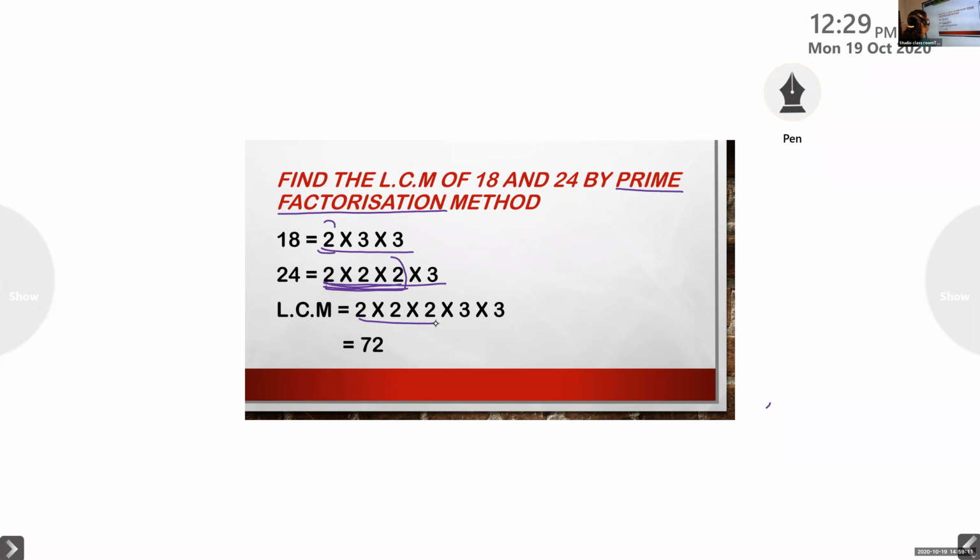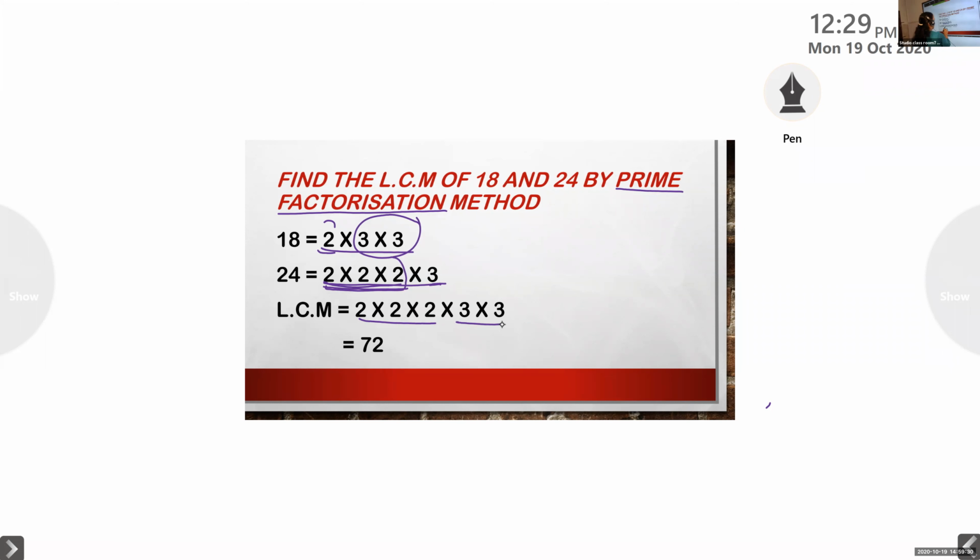Okay, now check 3 is repeated maximum how many times? In 18. How many times? 2 times. Here we have only 1 time. So we will take that also 2 times. So for LCM we will take how many times the number is repeated maximum. We can take that one.